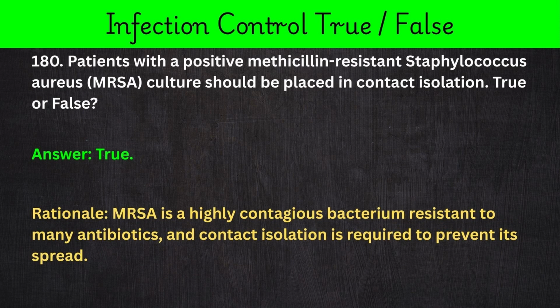180. Patients with a positive methicillin-resistant Staphylococcus aureus, MRSA, culture should be placed in contact isolation. True or false? Answer: true. Rationale: MRSA is a highly contagious bacterium resistant to many antibiotics, and contact isolation is required to prevent its spread.